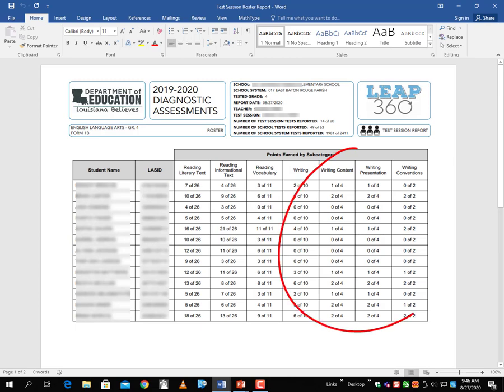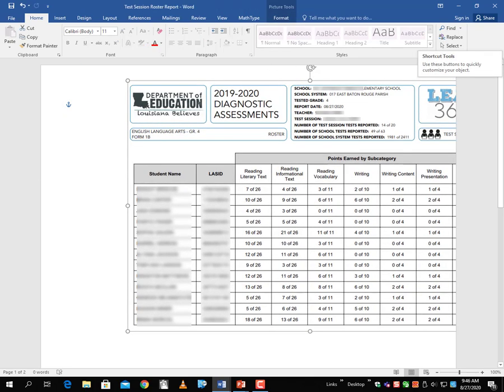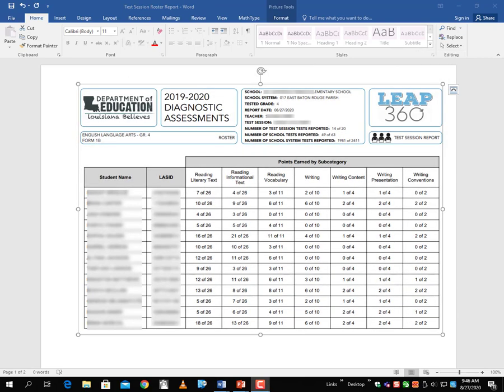Now, I want to mention this. See the writing part, this part here, that's the one that the teacher scored. That's the one that the teacher scored. Let me say something again. So you see where there's a 0 here, 0 to 10, 0 to 4, 0 to 4, 0 to 2.